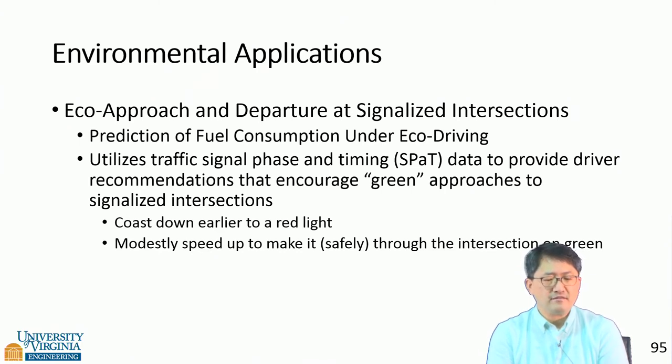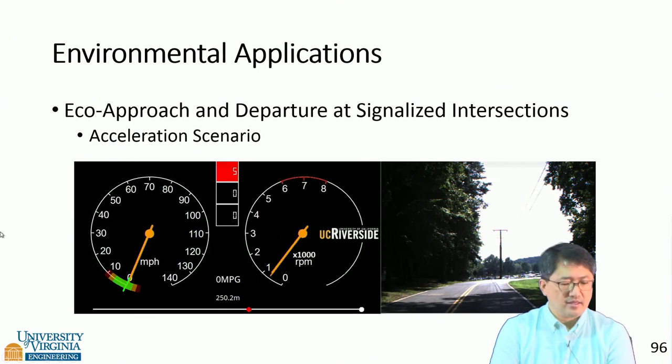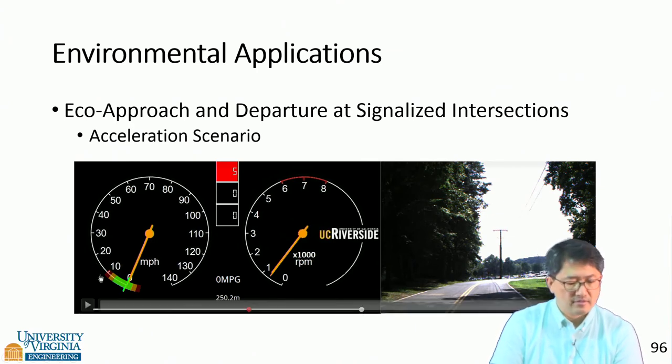Eco approach and departure is the same idea. SPaT data is going to be available at many locations. So SPaT data starts from showing what is displayed right now, and hopefully with the algorithms, when it's going to turn into yellow and things like that. So this is one example of doing that, I think. Maybe it's not.